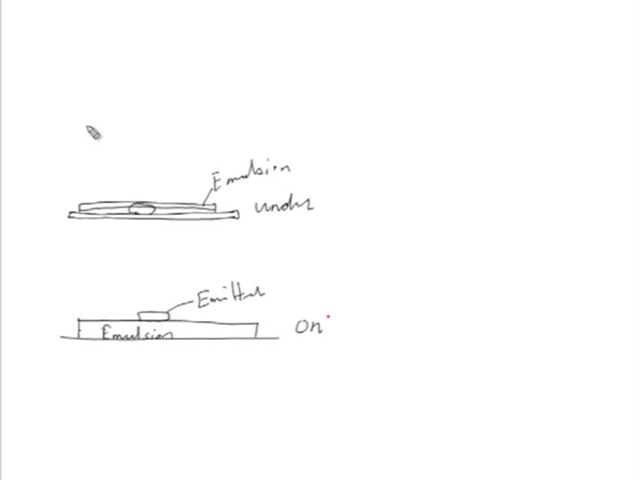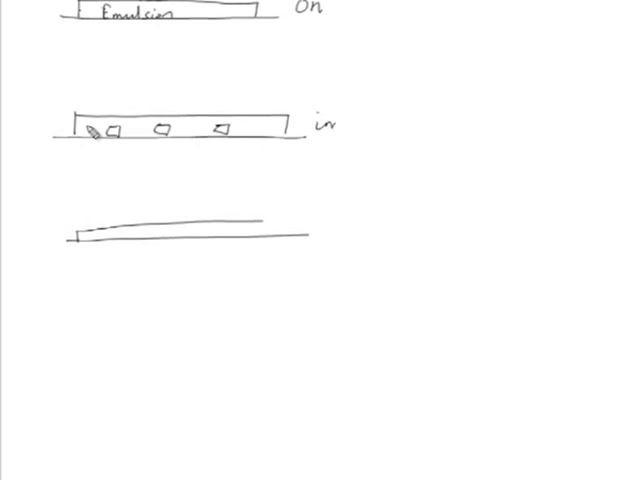There could be a third condition where you have emulsion and your radioisotope is distributed in it, so the emitter is in the emulsion. And there could be a fourth one where you have emulsion at the bottom, emulsion on the top, and your emitter is in between, sandwiched between the emulsion. So you could have either of these conditions: it could be under, on the surface, in the emulsion, or sandwiched between the emulsion.